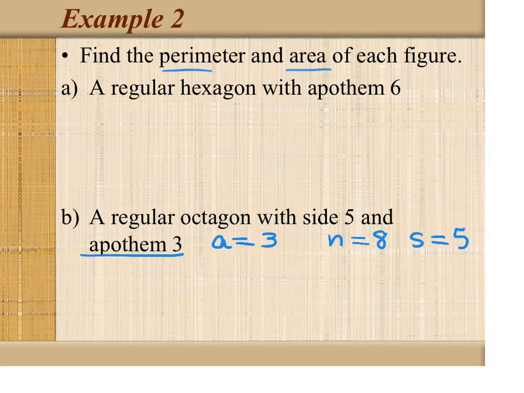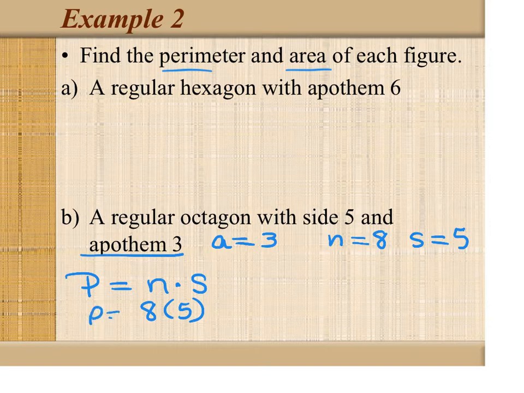Now that I have these 3 numbers, I can just plug it straight into the formula. So to find perimeter, I'm going to take my number of sides and multiply it by the side length. The number of sides is 8. My side length is 5. So the perimeter of my octagon is going to be 40.